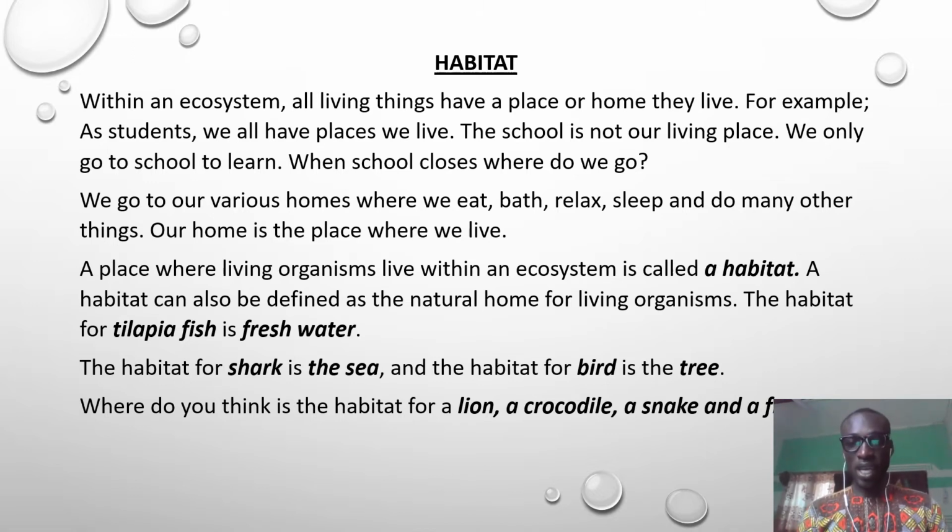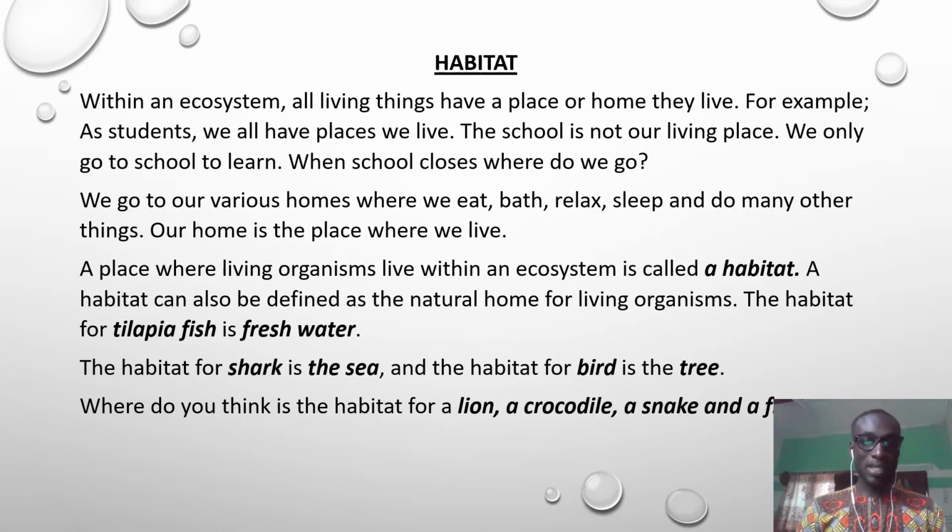So that is what a habitat is. A place where living organisms live within an ecosystem. That is what is termed as a habitat. So a habitat can also be defined as the natural home for living organisms.